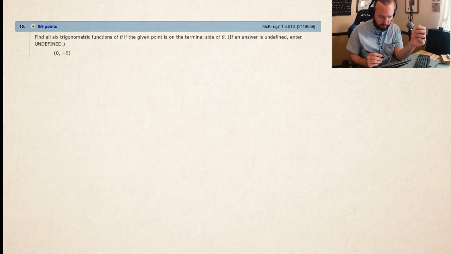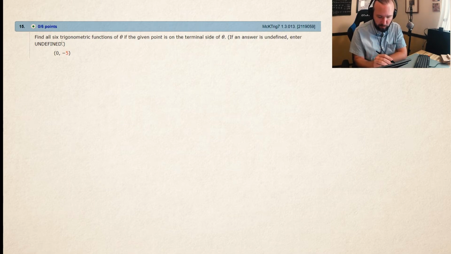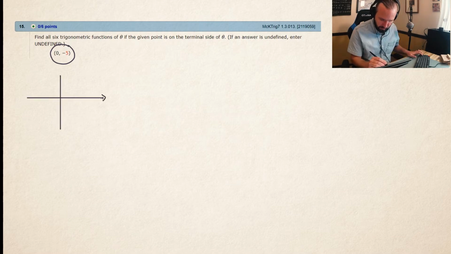Okay, so this is problem 15. It's a bit of a trick question here. I did one of these in class, but this is a bit different. We're asked to find all 6 trigonometric functions, and then they give us this point right here. So where is this point? So (0, negative 5) is down here. And this is the x, and this is the y.